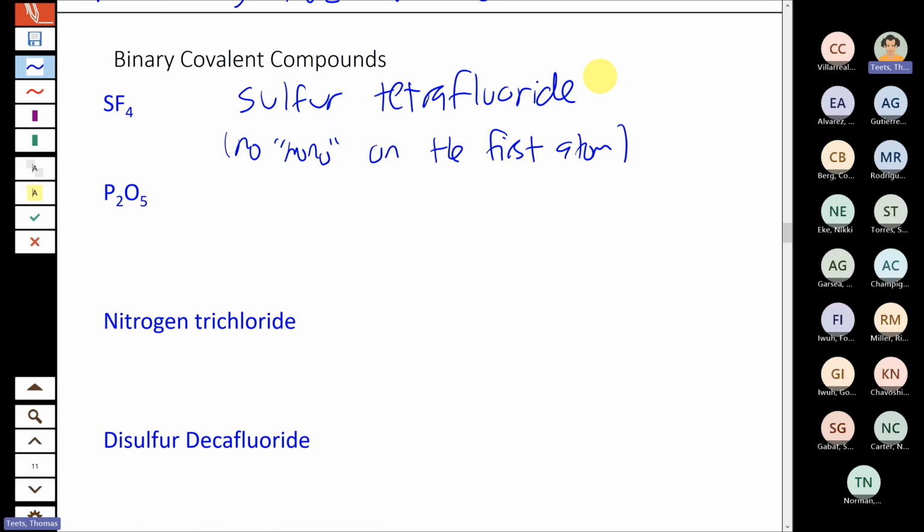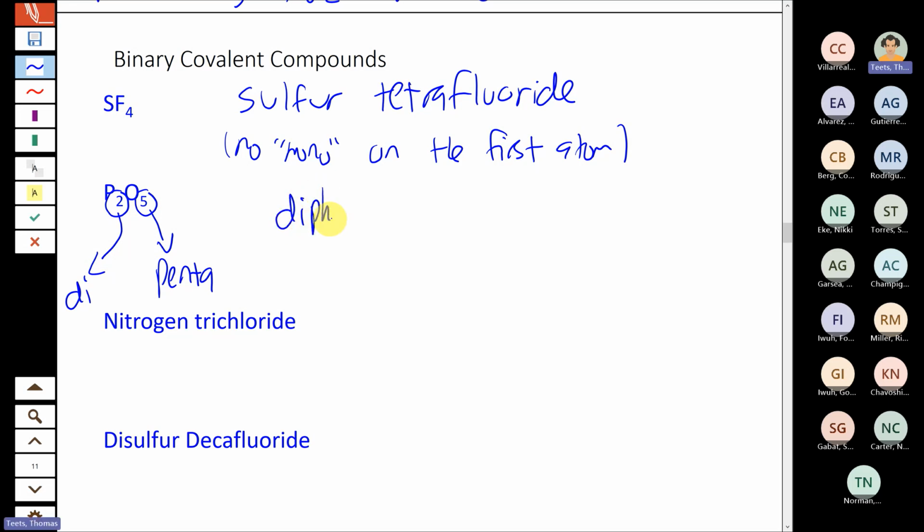Okay. Very similar example. P2O5. This time the first element in the formula has more than one of them there. So we need the prefix for that, which is di for 2. O5, the prefix for that is penta.